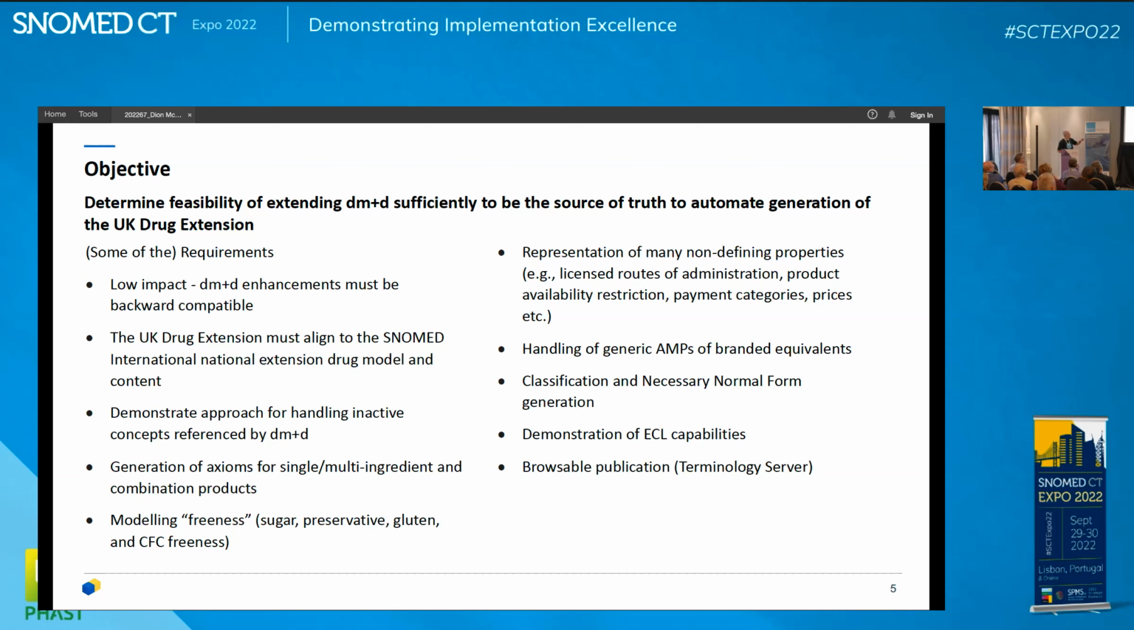So I think also probably, I won't go through all of these. Another interesting thing was the representation of these non-defining properties, that at the moment were relationships of the primitive concepts that were defined for the drug extension. They are quite high value, but obviously aren't part of the definition. So we wanted to resolve how we could deal with those.